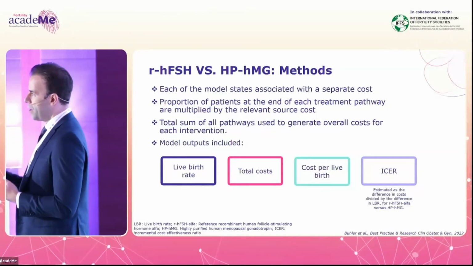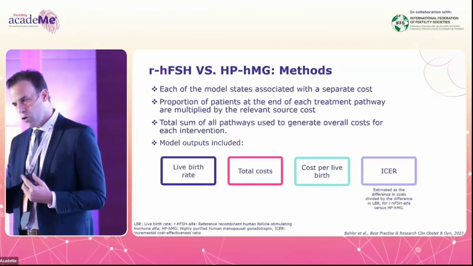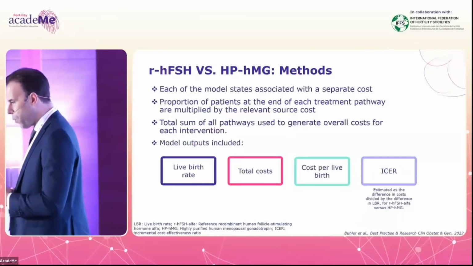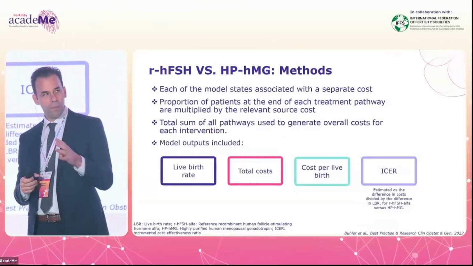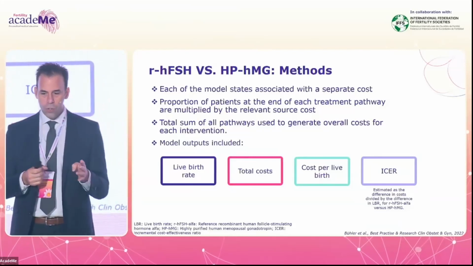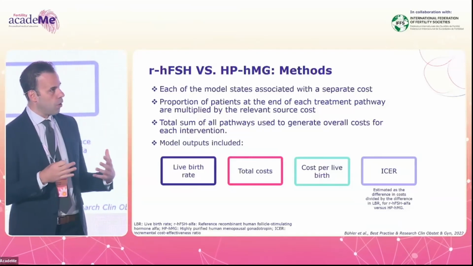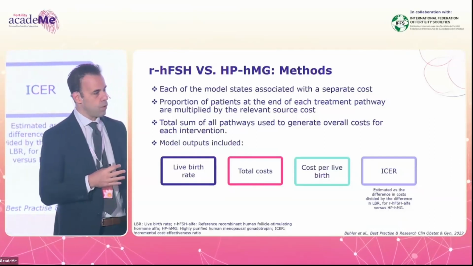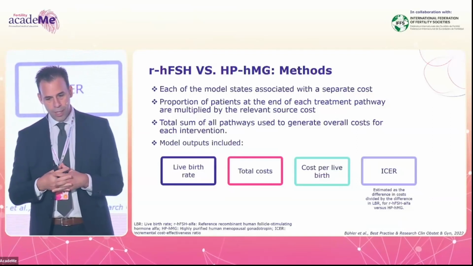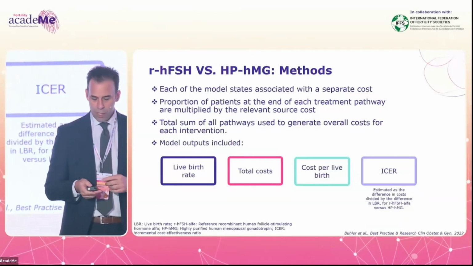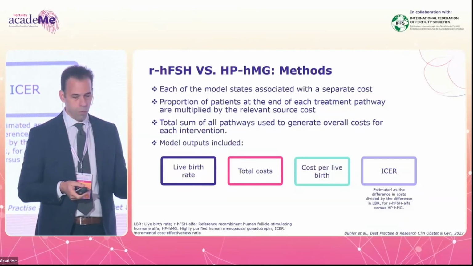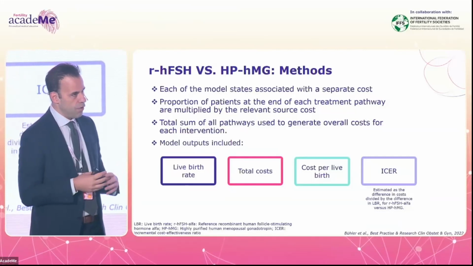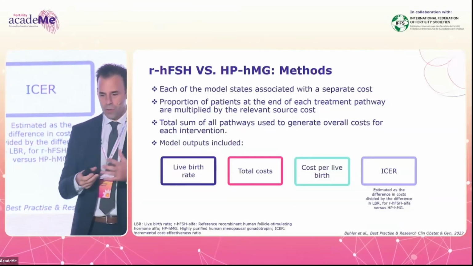Why? Because these are studies that are supposed to try and model in the best way possible what would happen in a real-world setting. So the total sum of all the pathways in terms of cost was used to generate the overall cost for an intervention, and in this case for folitropin alpha originator versus highly purified HMG. And the model outputs included obviously the live birth rate, the total costs associated with live births, the cost per live birth, and of course, as we discussed, a very important metric for any cost-effectiveness analysis, which is the ICER.